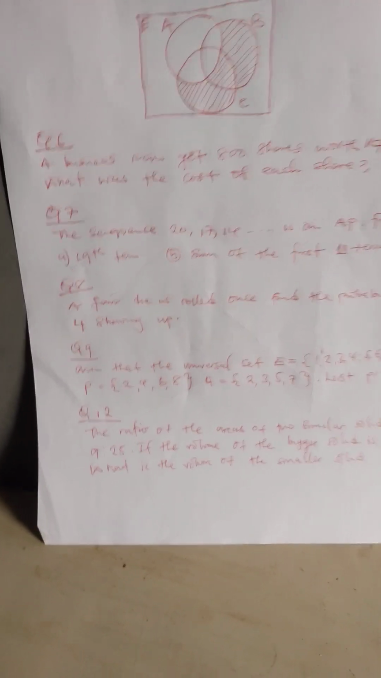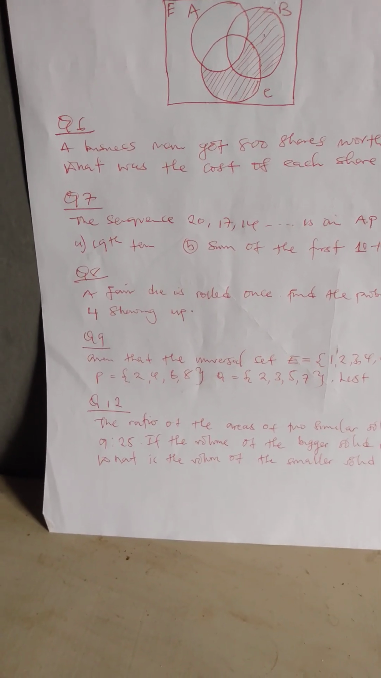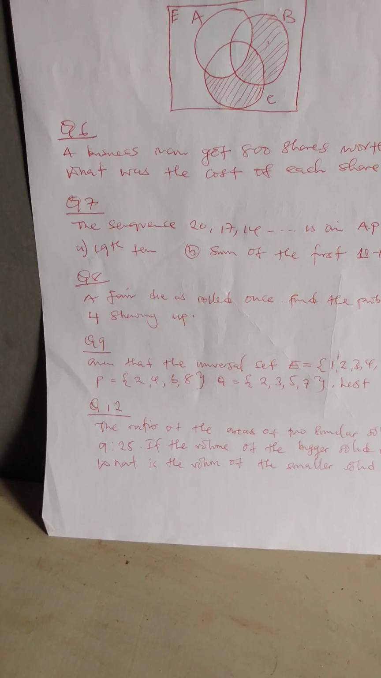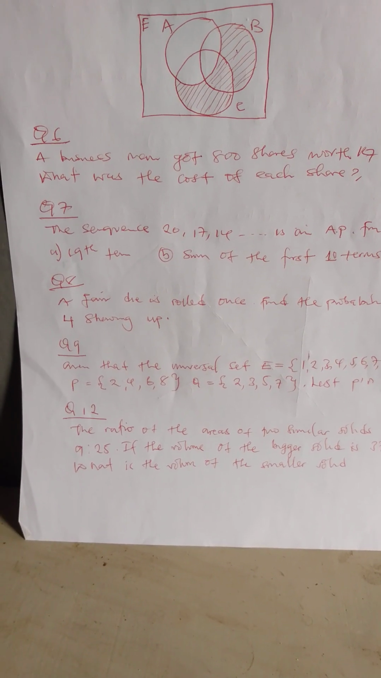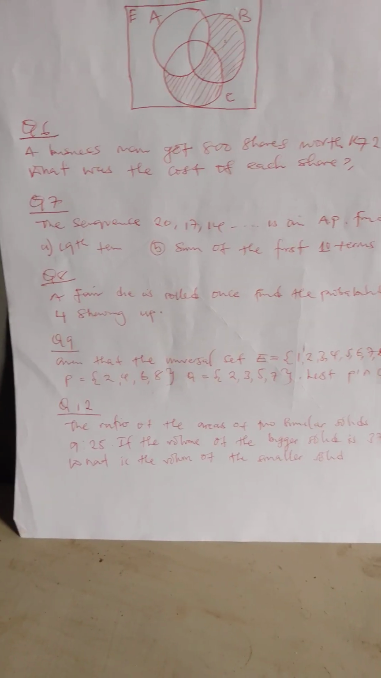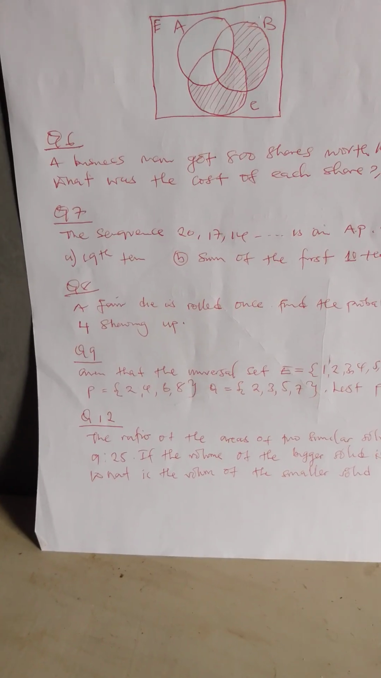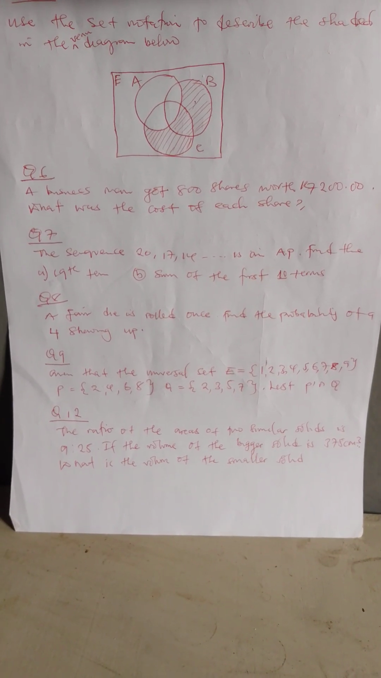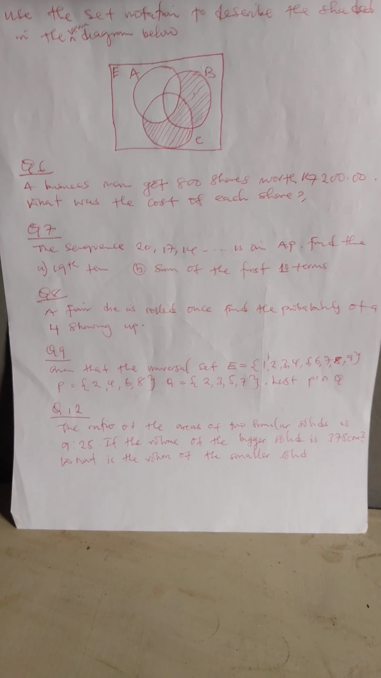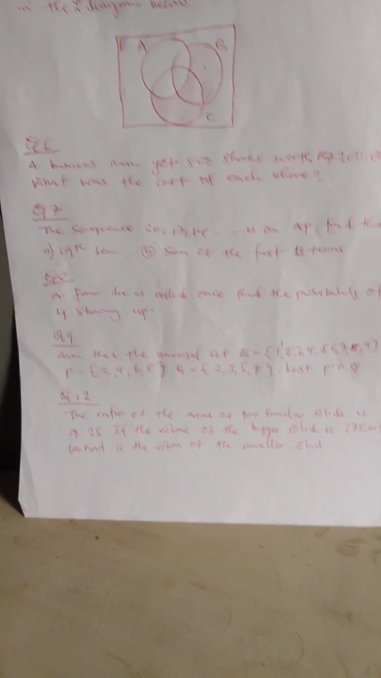Question 7 reads, the sequence 20, 17, 14 is an arithmetic progression. That is an AP. The first question is saying, find the 9th term.